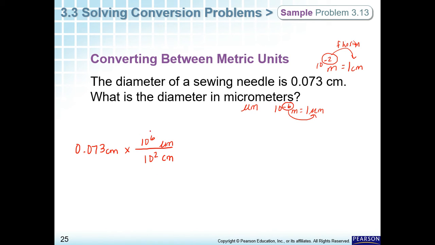If you do this, you should get the same answer as moving the decimal. Remember, if you're on top, you multiply, and if you're on bottom, you divide. So in your calculator, you would plug in 0.073 times 10 to the sixth divided by 10 to the second. If you plug that into your calculator, you will get 730 micrometers. Now, some people like this method, some people don't. But again, you're more than welcome to use the other one.